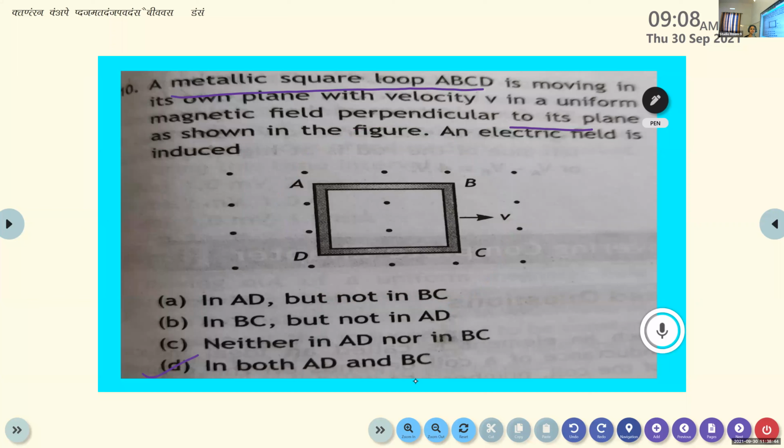Electromagnetic induction is the generation of electricity as a result of the relative movement between the magnet and the conductor. Similarly, as a result of the change in the magnetic flux, an EMF is induced. That induced EMF will create an electric field in both sides of this metallic square loop, AD and BC. Is it clear now?